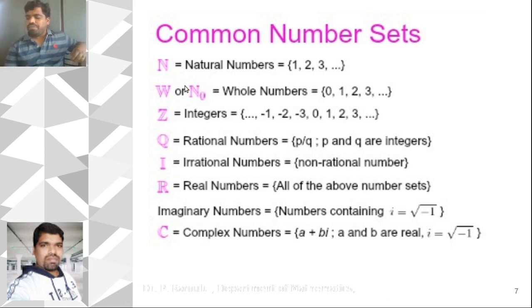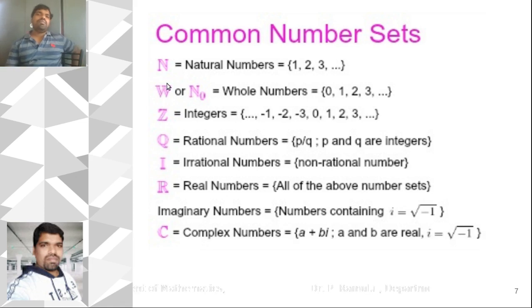Next, we have included integers, Z, that equals ..., -1, -2, -3, 0, 1, 2, 3, up to so on. Similarly, you can write here 0, ±1, ±2, ±3, right? The integer set is denoted by capital Z. Here the natural number set is contained in the whole number set.